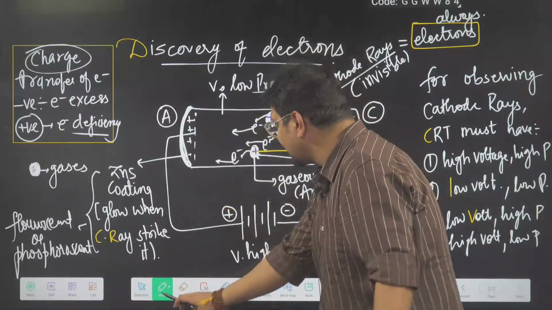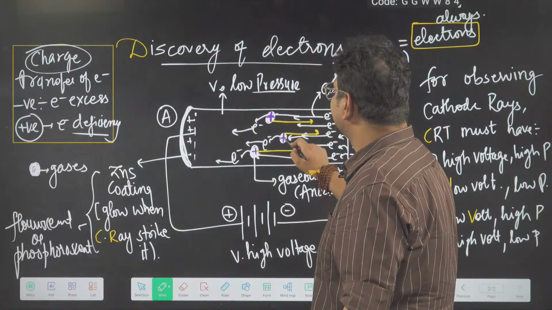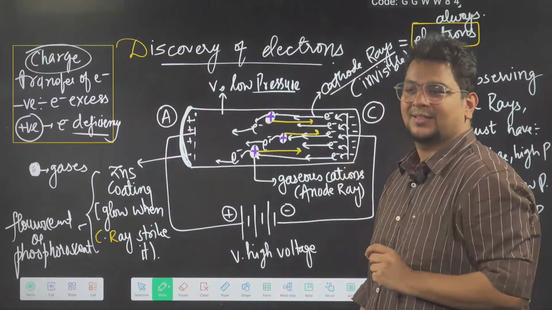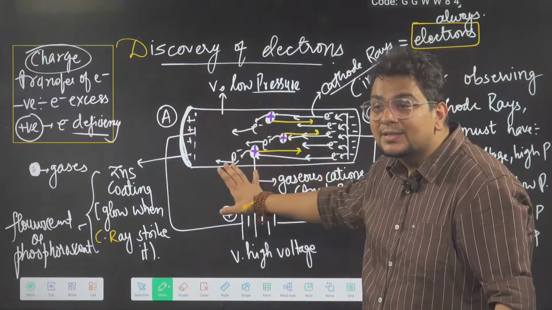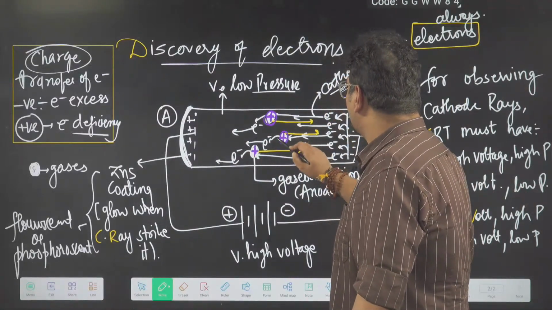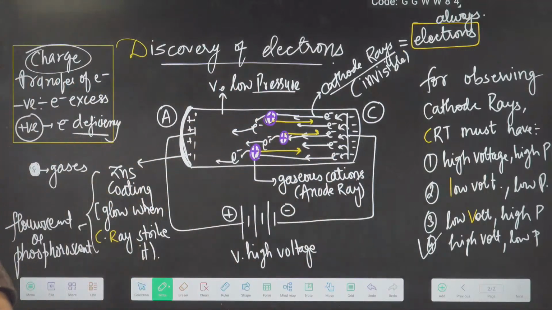The important part is the gas molecule from which the electron was ejected. These gas molecules get positive charge, and this plus starts running towards the cathode. These are called anode ray particles. What are cathode ray particles? Electrons. What are anode ray particles? Gaseous cations.